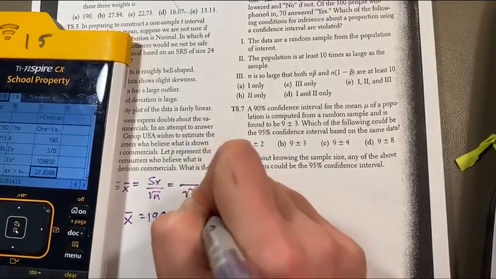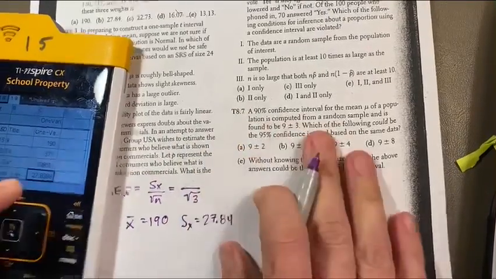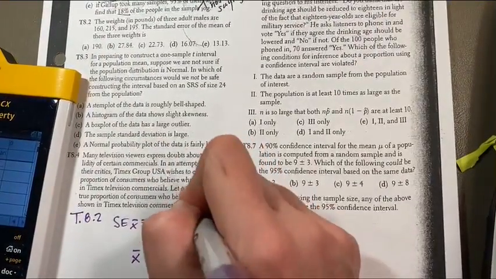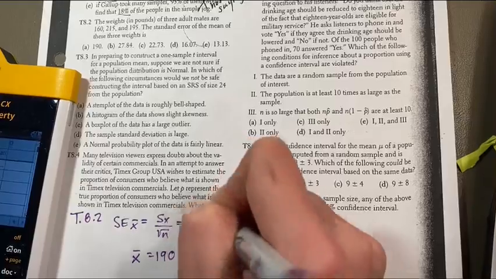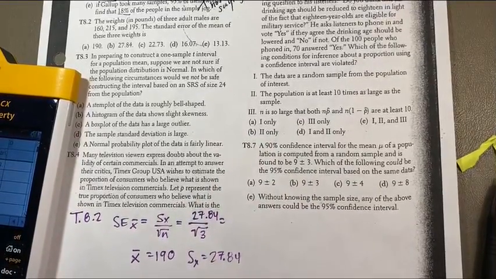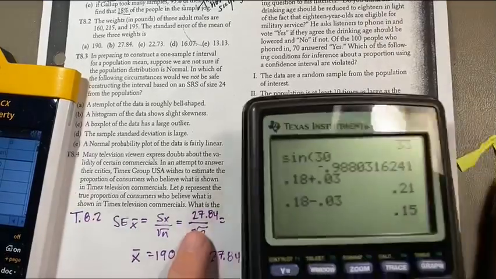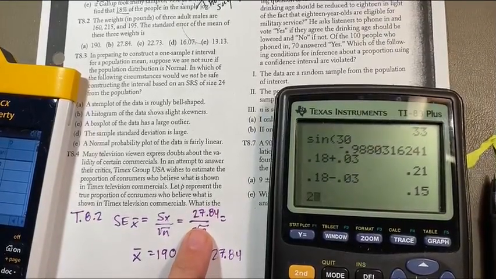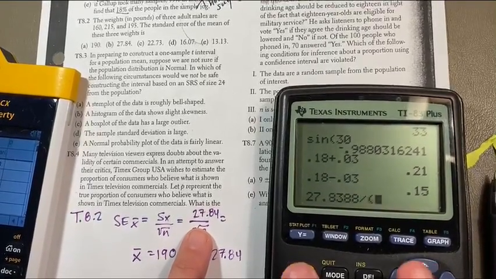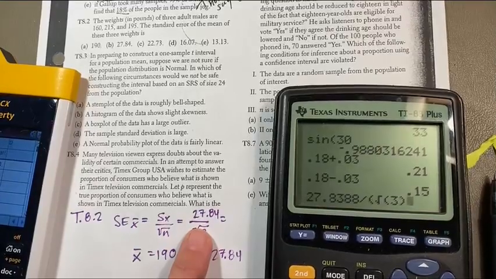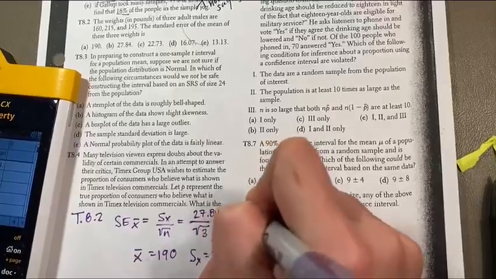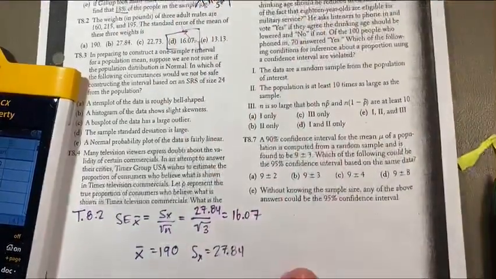What is my s sub x? My s sub x is 27.84. Well, that's actually here in my answer choices. So that's interesting, 27.84. Now to finish this out, I just divide by the square root of n. So that number, 27.8388, divided by the square root of 3.